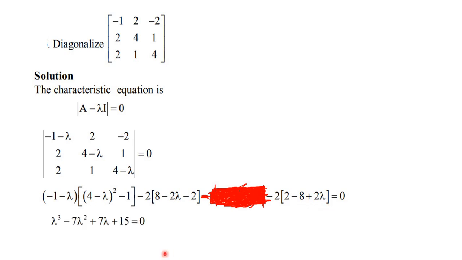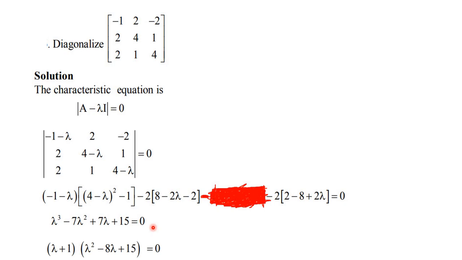Simplifying, we get a cubic equation: lambda cube minus 7 lambda square plus 7 lambda plus 15 equal to 0. And you solve this cubic equation for the values of lambda.